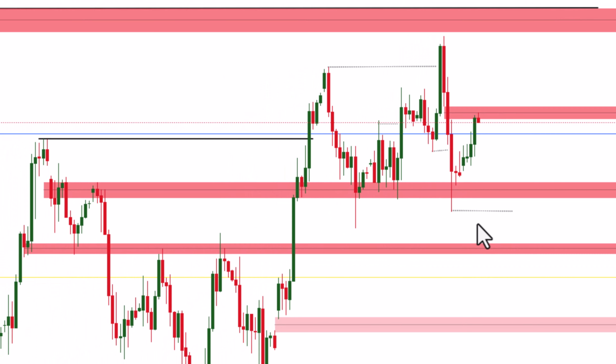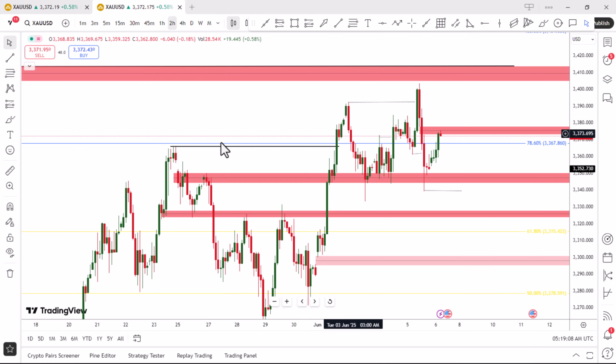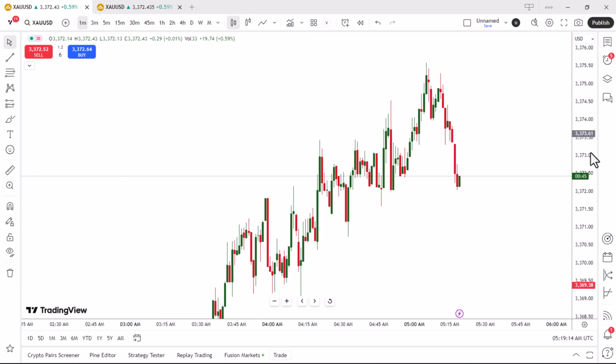So in order for price to do that, price will either come all the way back down to these levels right here, or come back down to this support zone right here before eventually pushing all the way up. So now that I know this, what do I do? I just go to a 1 minute time frame and execute my trade.